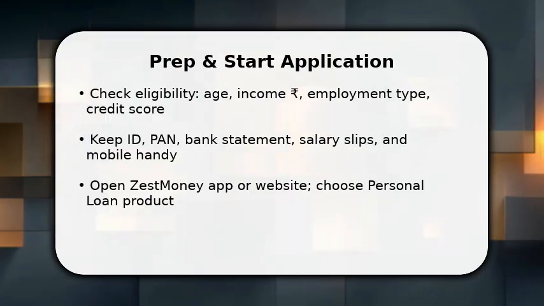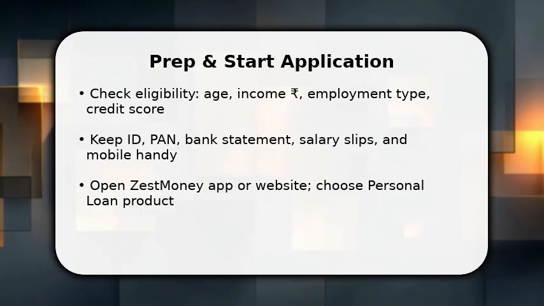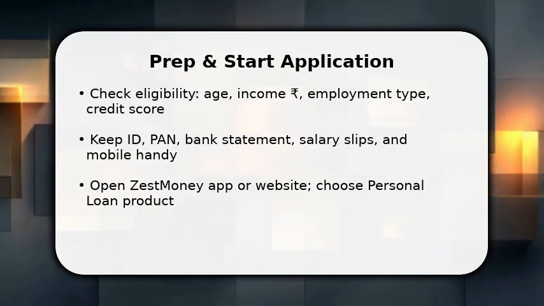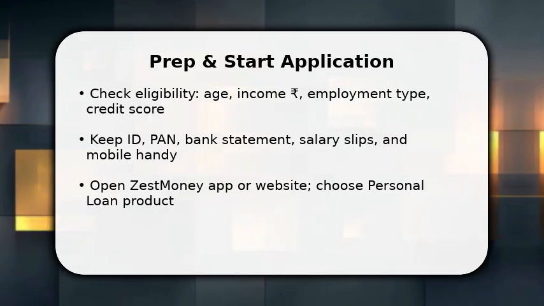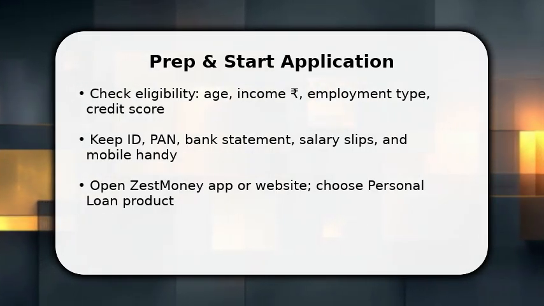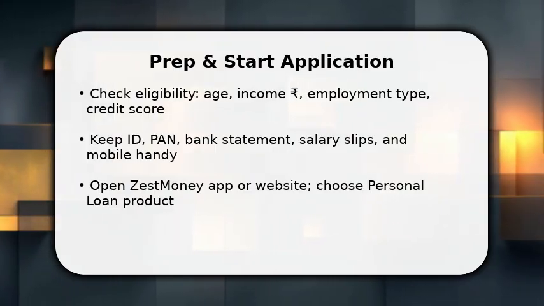You begin by confirming eligibility and gathering documents because missing papers stall approval. Once you have ID, PAN, bank statements, salary slips, and a working mobile, open the Zestmoney app or website and select the personal loan option.